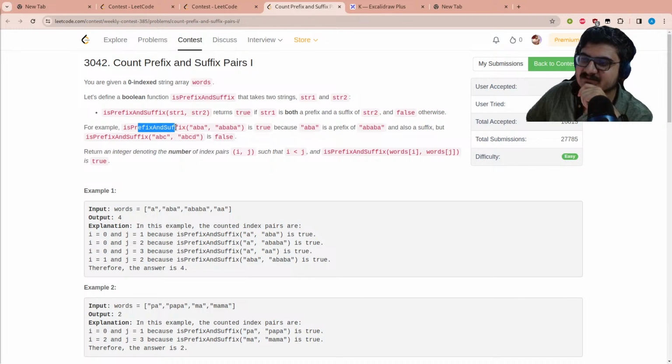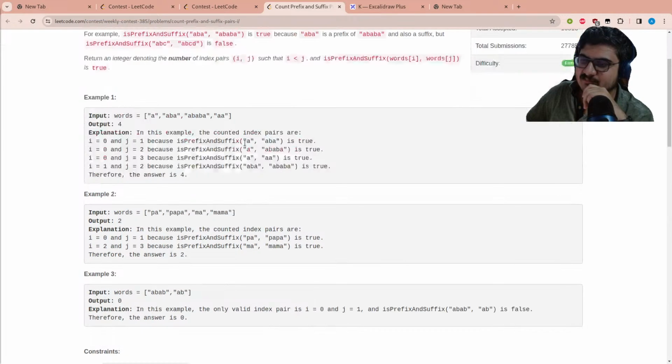For example, isPrefixAndSuffix("aba", "ababa") is true because you can see aba is a prefix and aba is also a suffix here. But isPrefixAndSuffix("abc", "abcd") is false because abc appears as a prefix but it is not equal to the suffix here. Return an integer denoting the number of index pairs i and j such that i is less than j and isPrefixAndSuffix(words[i], words[j]) is true.